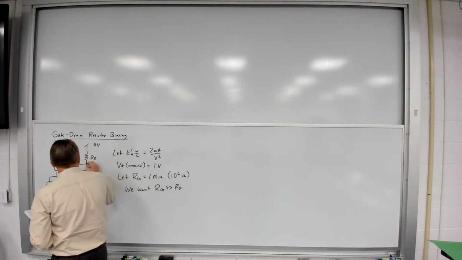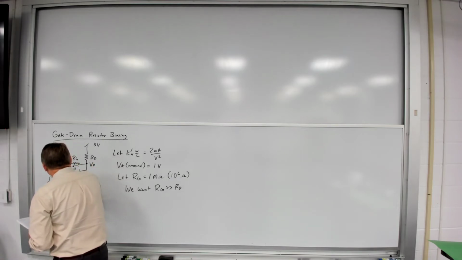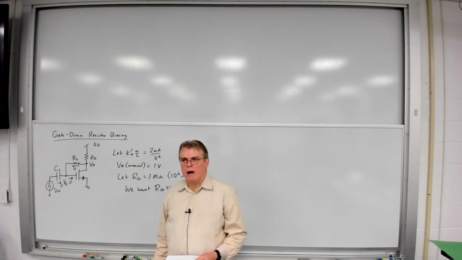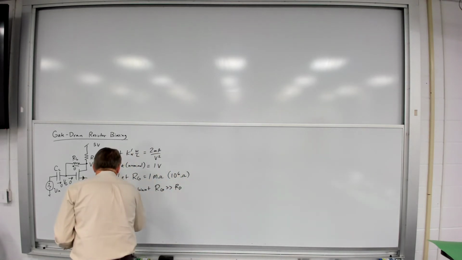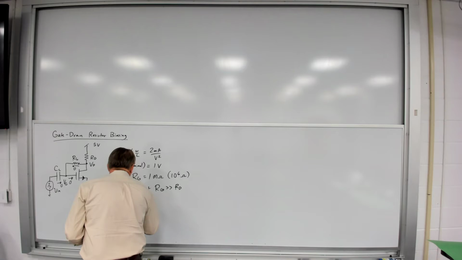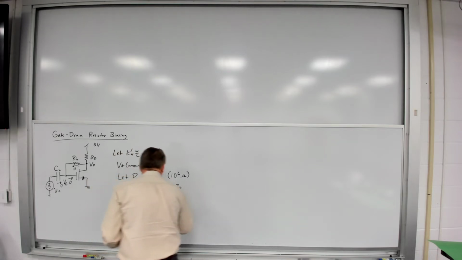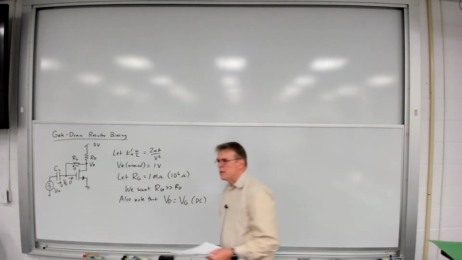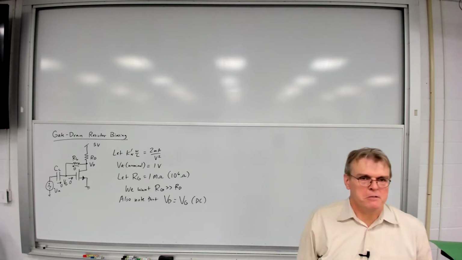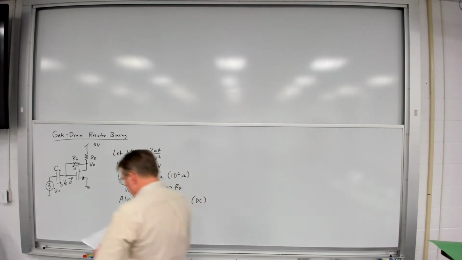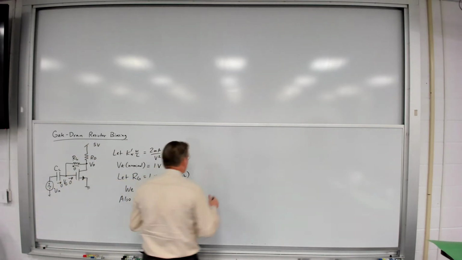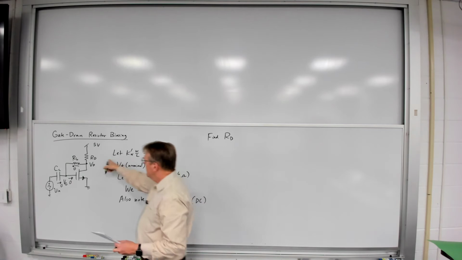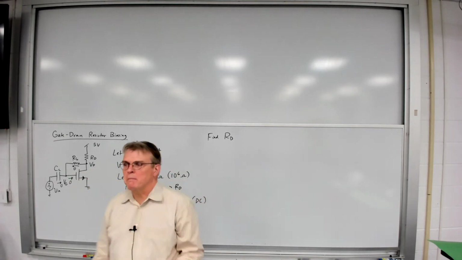We also note that VD must be equal to VG since there is no voltage drop across RG. So when I'm saying that VD is equal to VG, I'm saying the DC values, the bias values, have got to be the same. So in this case, let's find RD in order to set the drain current for this transistor to 1 milliamp.